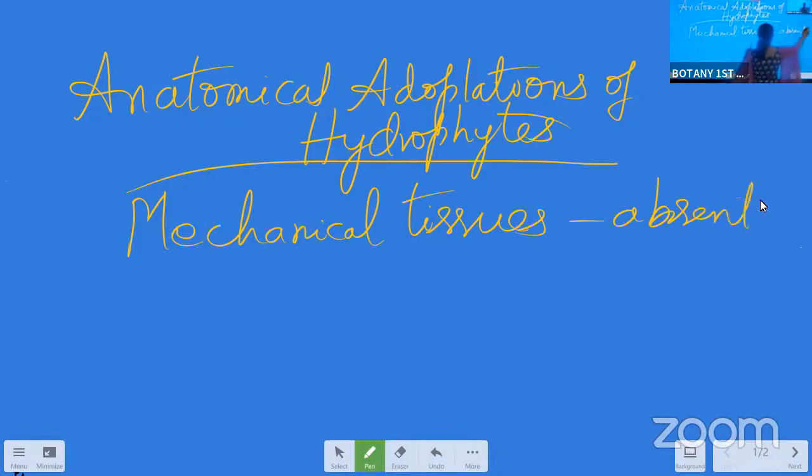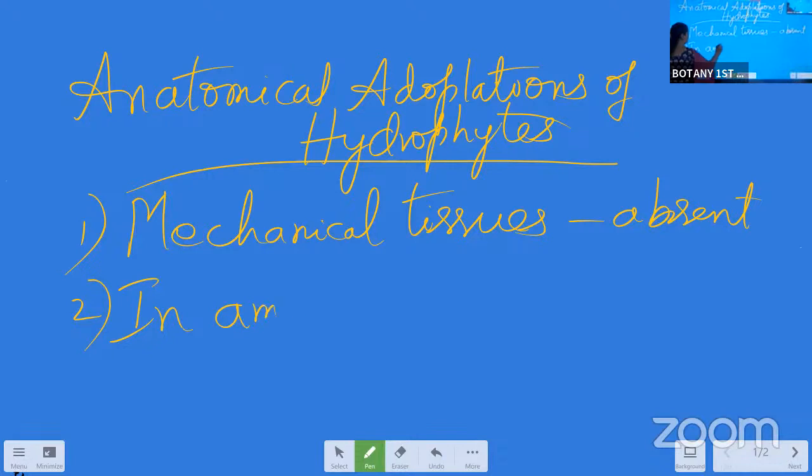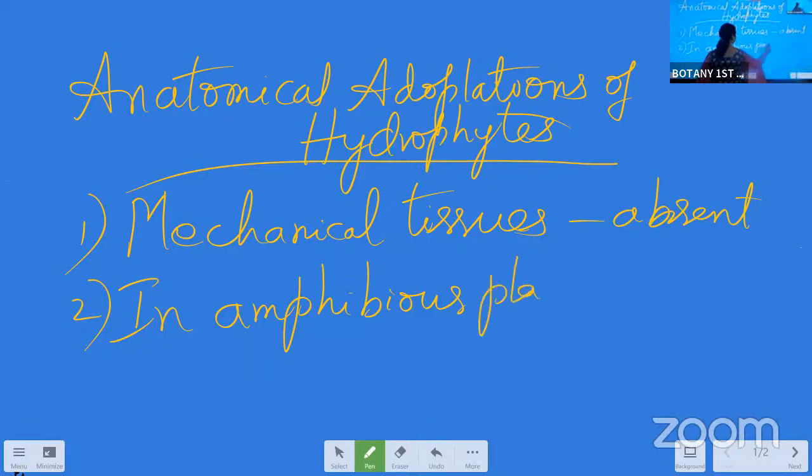Fill up the sentence. I'm not writing the complete sentence. Mechanical tissues are absent. That is the first one. And example, Pistia, Nymphaea, you can say. And mechanical tissues are seen in the amphibious plants. So in amphibious plants, mechanical tissues are poorly developed.